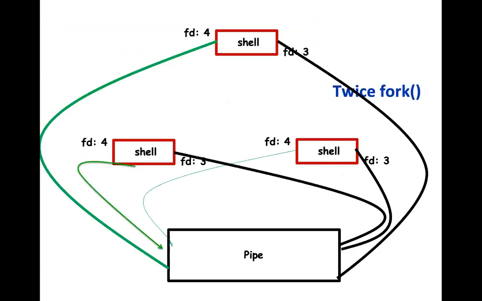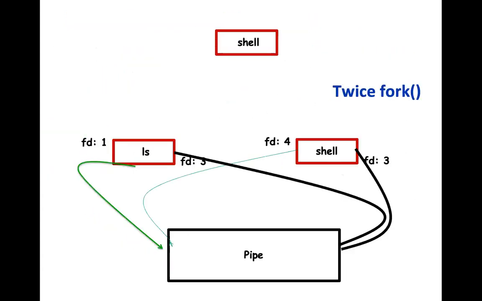Now the output of this pipe has to go to the second command. Before that, we can delete file descriptor 3, because ls has nothing to do with reading from the pipe. We are doing a simple ls piped to more, so ls will not do any reading. So it can remove this. Whatever ls executes will now go here.